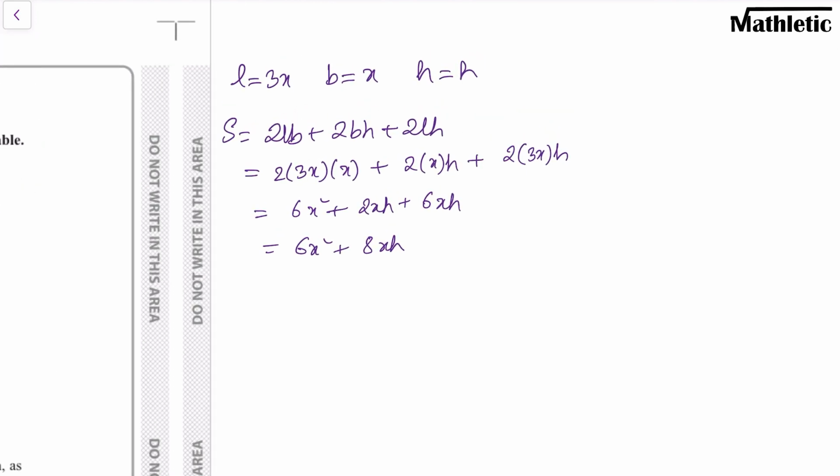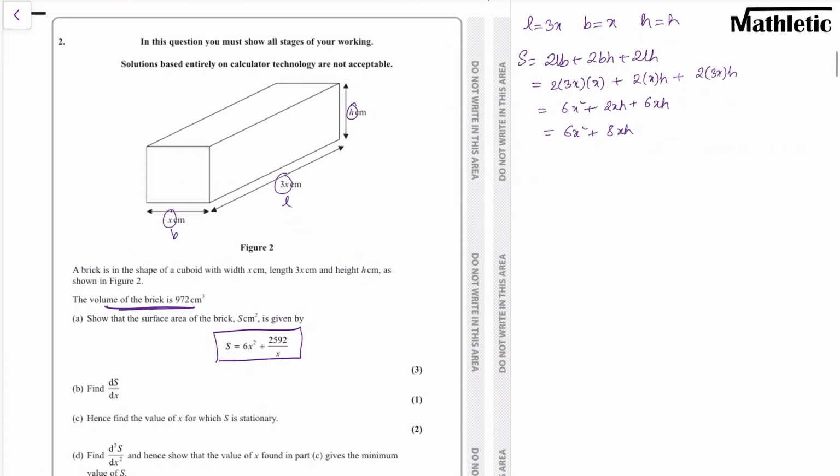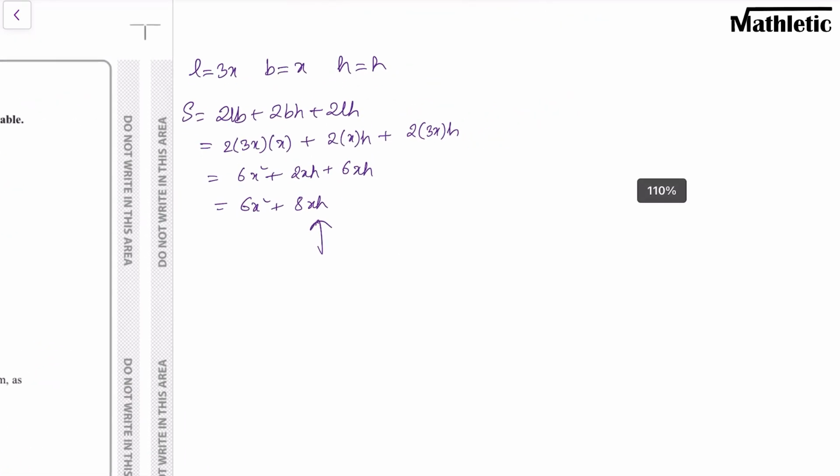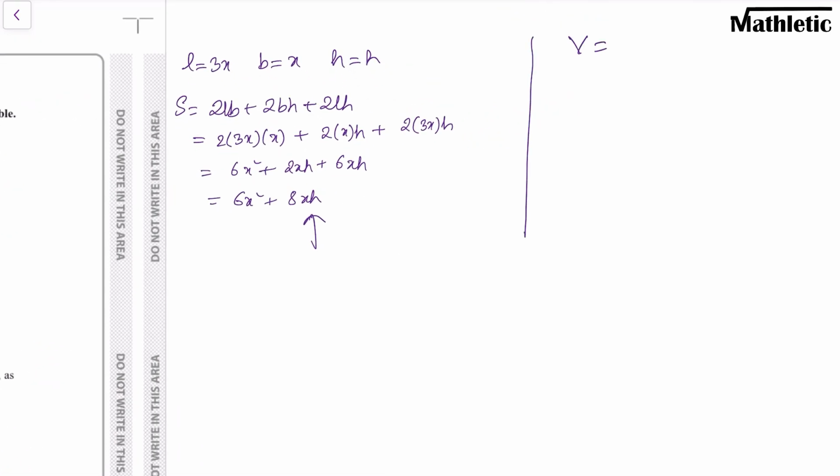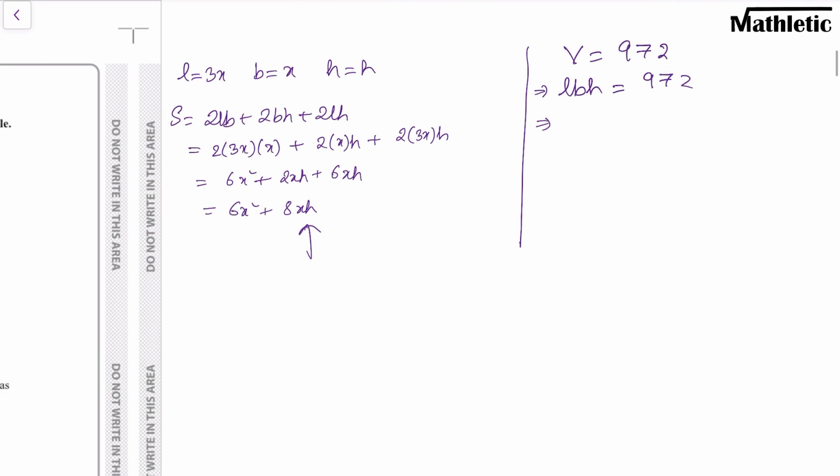After simplifying, we can see that the value of s is in terms of x and h, but the one we have to show is actually in terms of x only. So we have to replace this h, and we can get the value of h from the expression of volume. So volume is 972. Volume is lbh, length into breadth into height. So from here we can get the value of h, which we will replace here. So L is 3x, b is x, h is h. So h is basically 972 divided by 3x square.